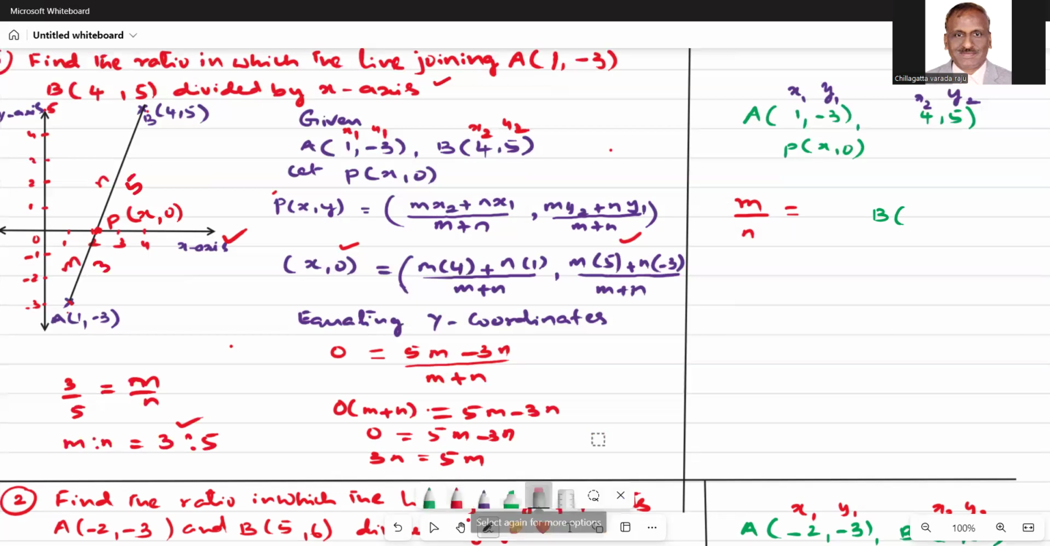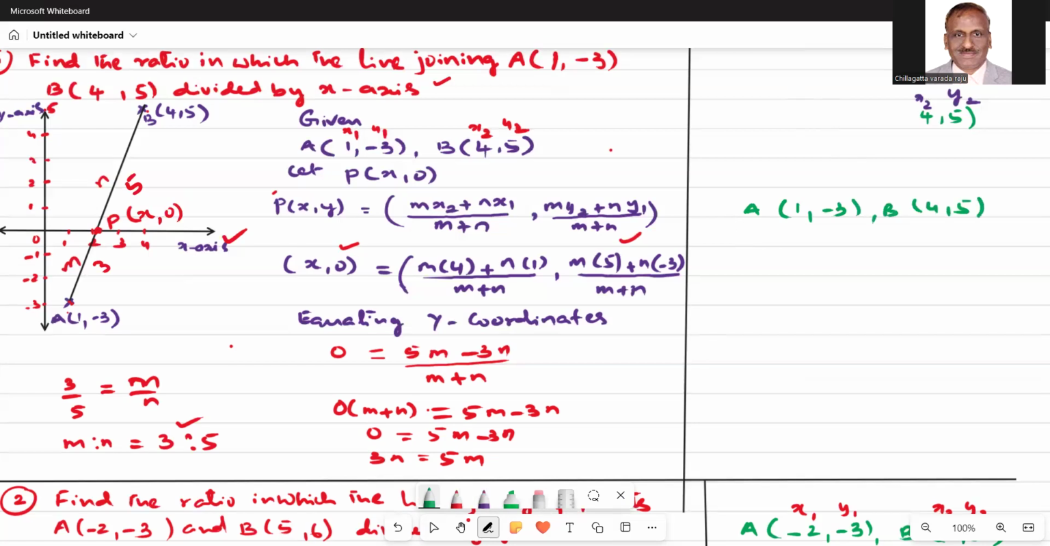Suppose this question is asked for 1 mark. You need not waste this much time. What you have to do is just take the points which are given to you. Let me write down the points which are given. Point A is 1, minus 3 and point B is 4, 5. These joining points are cut by the point x, 0. I have written this just for the sake of explanation; you need not write this much. You can take it from the given condition itself.